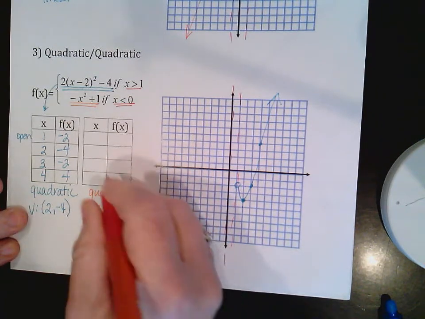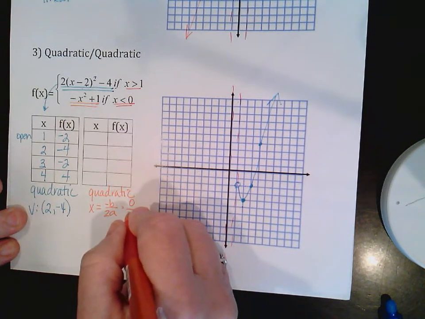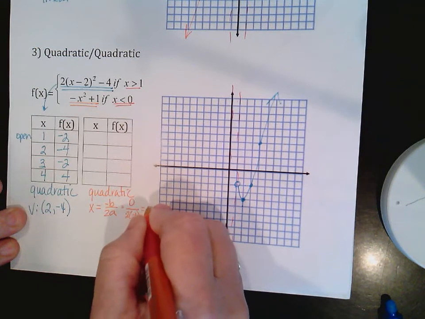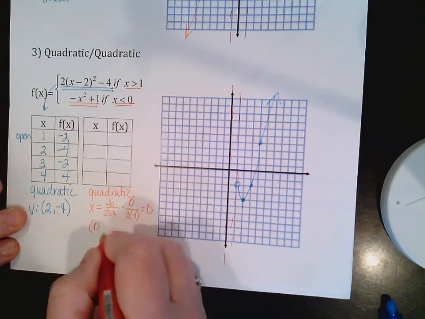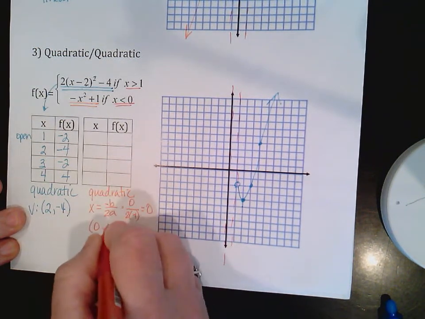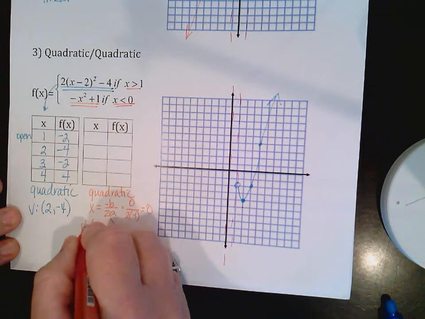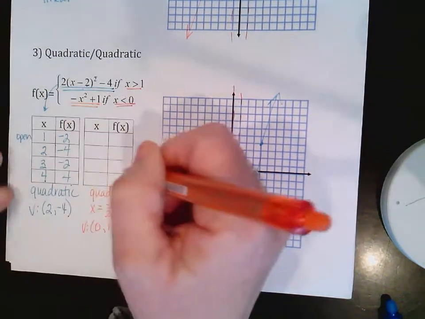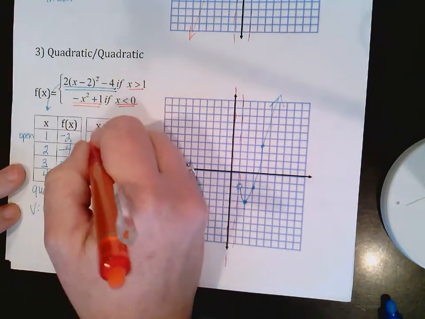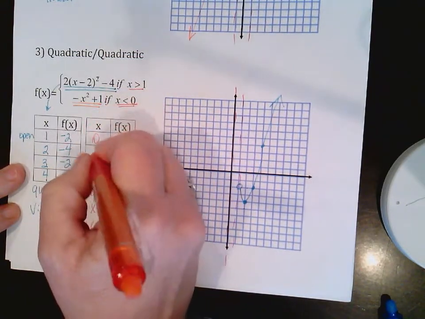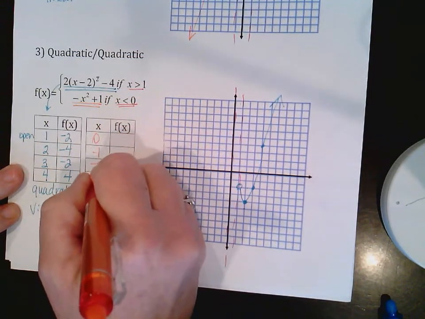over 2 times -1, and 0 over anything is just 0. So the x of my vertex is 0. If I plug that in, my y is going to be 1. So that's my vertex. Okay, as far as the numbers that I've got to plug in here, I have 0, and then everything to the left of that, so -1, -2, and -3.